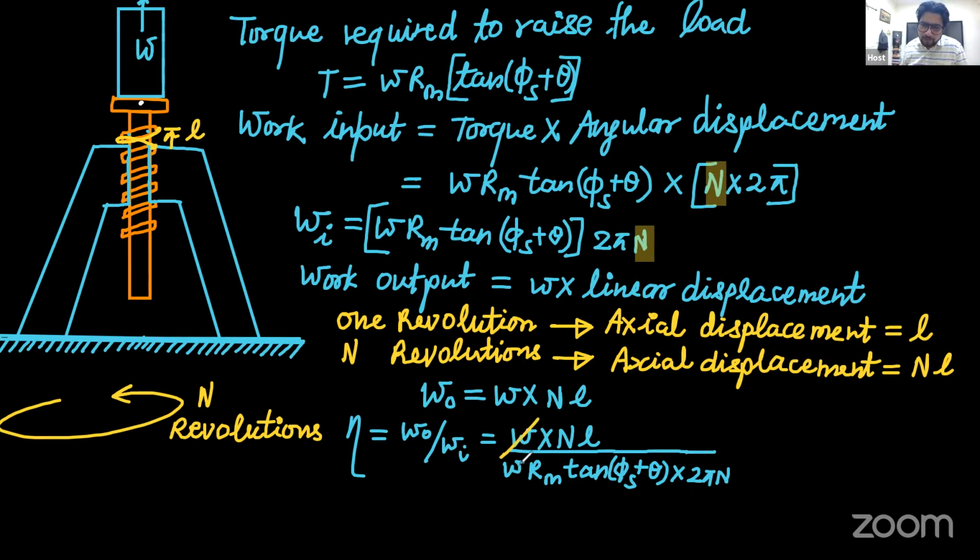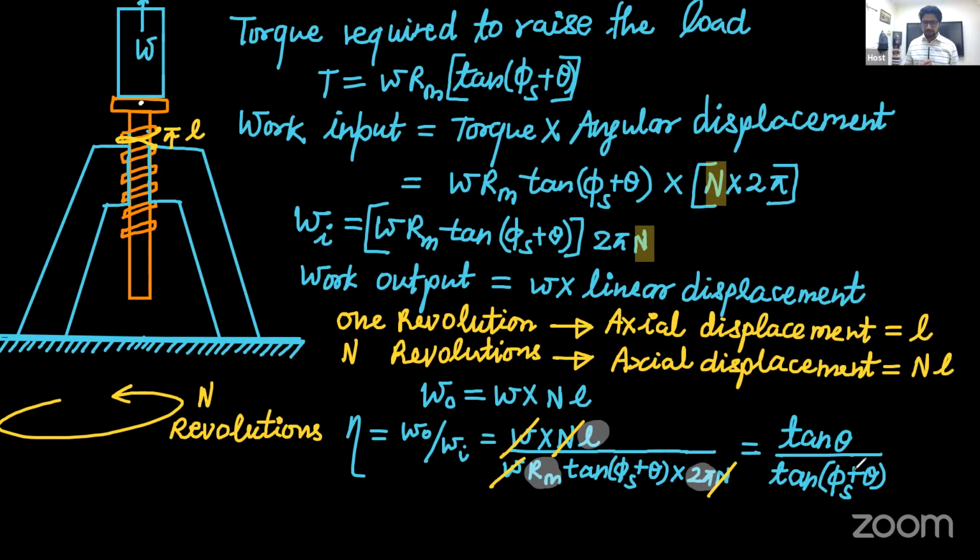Now you see W will get cancelled and N will get cancelled. And you tell me, L upon 2 pi Rm is representing what? I will show you. L upon 2 pi Rm is representing tan theta, exactly. So we are going to have tan theta in the numerator and tan(phi s plus theta) in the denominator.